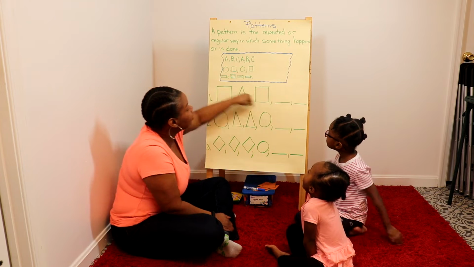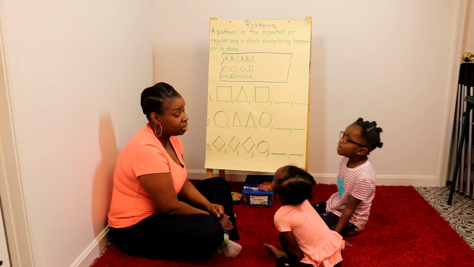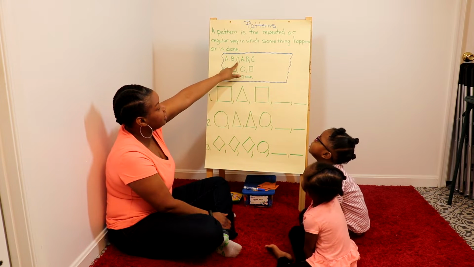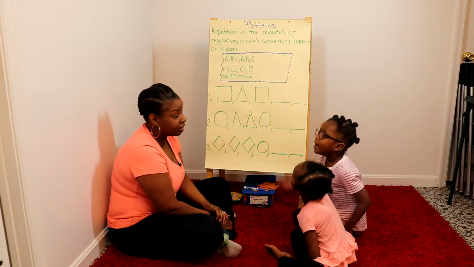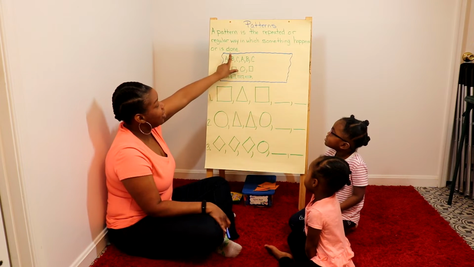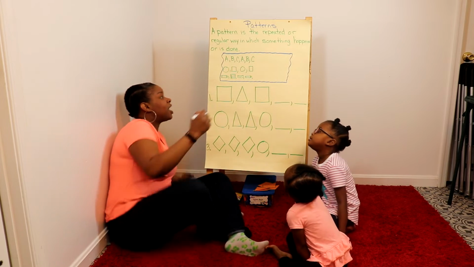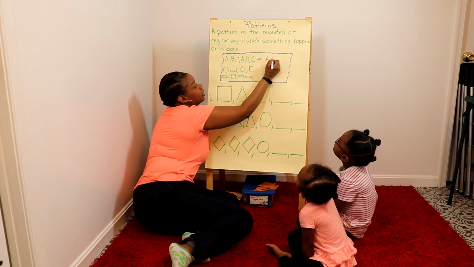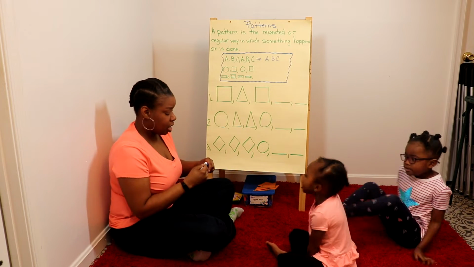We have some patterns inside of the box. We're going to go through and identify the patterns. Are you ready? Yeah. Okay, so we have A, B, C. What comes next? A, B, C. Okay, so A, B, C. So what comes next is A, B, C. Okay, now let's try the next one.